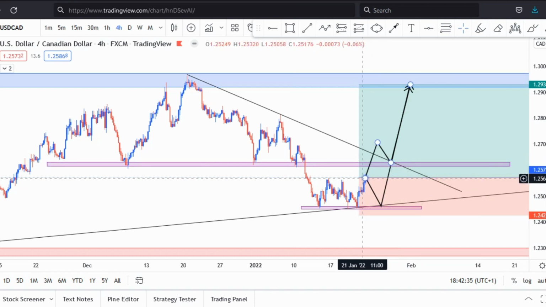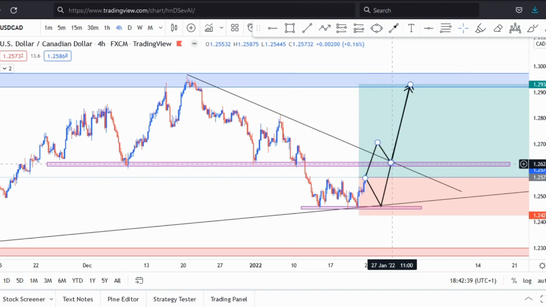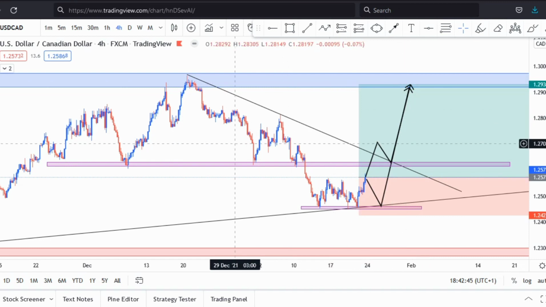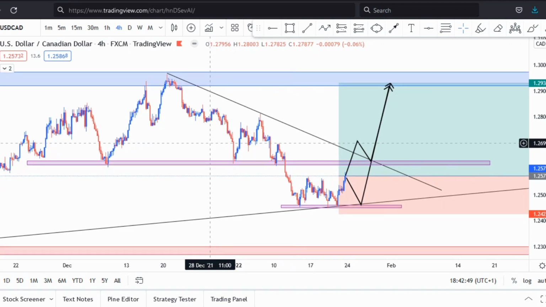But if price doesn't go down but continues all the way, then you wait for price to break this trend line and retest it for entering more positions as well. And then you'll be able to leverage on your trades. So this has been my analysis for USD CAD. Next I'll be talking about my analysis for USD Swiss franc.